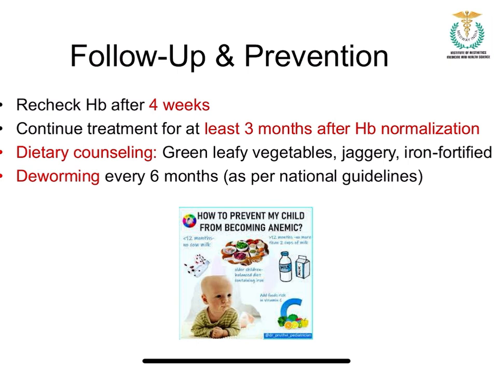Why is deworming done every 6 months? Because a lot of parasitic infections, as we've spoken earlier, can cause iron deficiency anemia, like Entamoeba histolytica. So you deworm a child with albendazole every 6 months, as per your national guidelines.